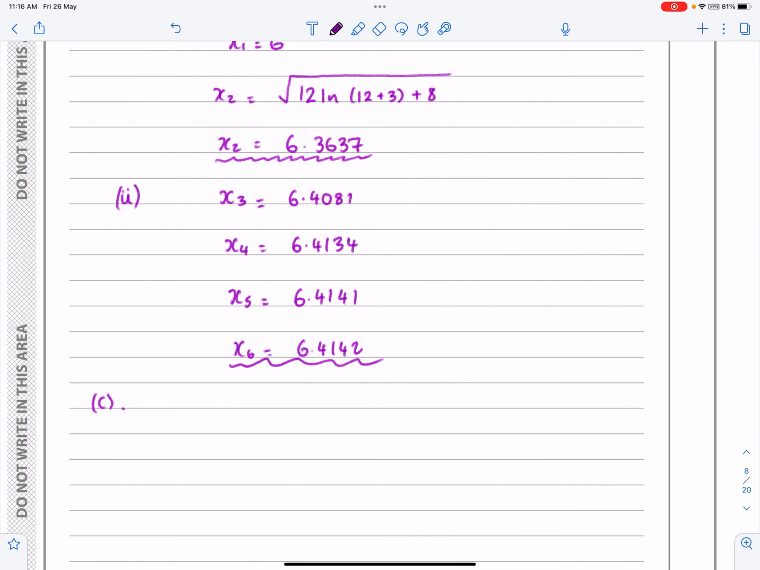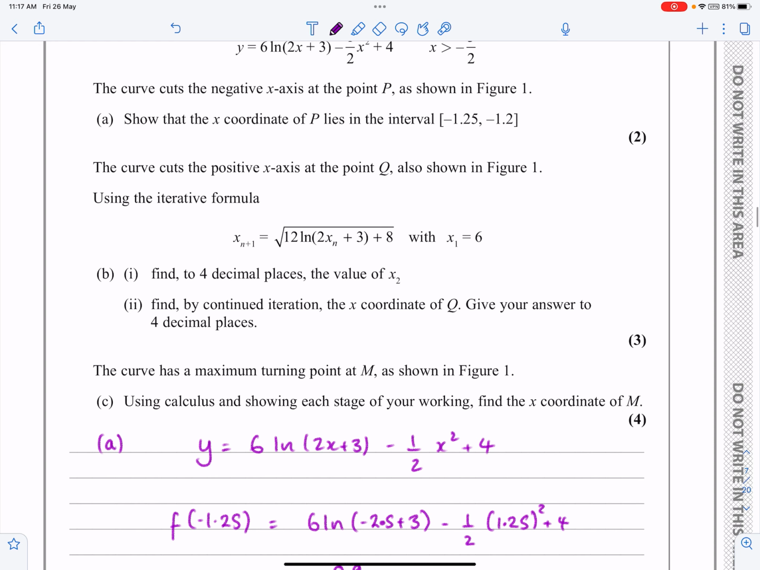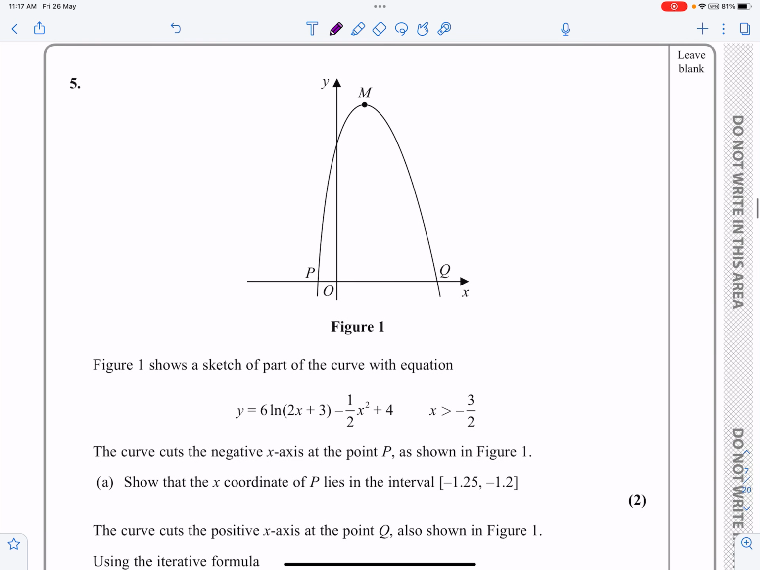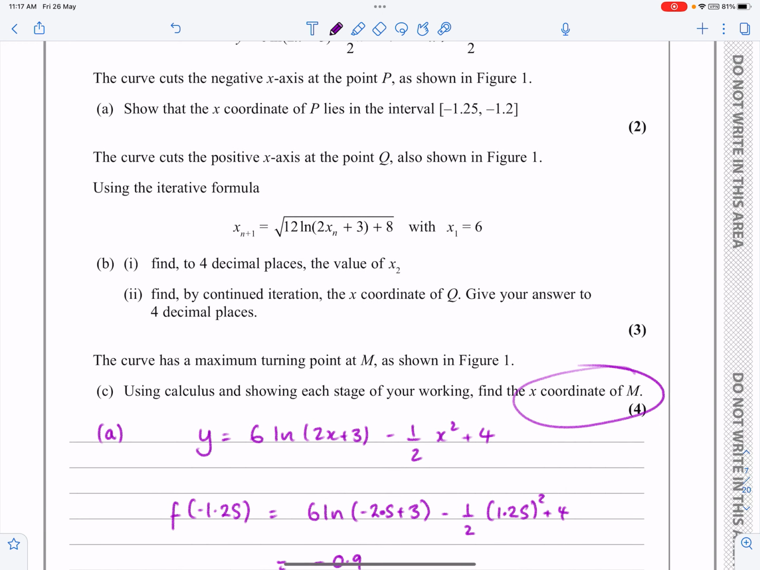And then part C asks us, I'll go back and look at it again. Part C actually asks us, can we find the maximum turning point M? Can we find this point up here? And just check, I want the x coordinate. Okay, I want the x coordinate of M, so that's gonna save me a little bit of time.